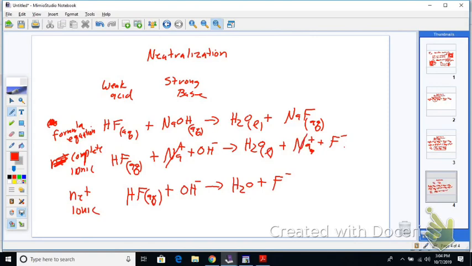Sodium is the only spectator ion, right? You can't cross out F because it's with HF. It's not that species of fluorine ions. So when you do a weak acid, you'll just have one spectator ion that you cross out instead of two. So that would be the result of that.